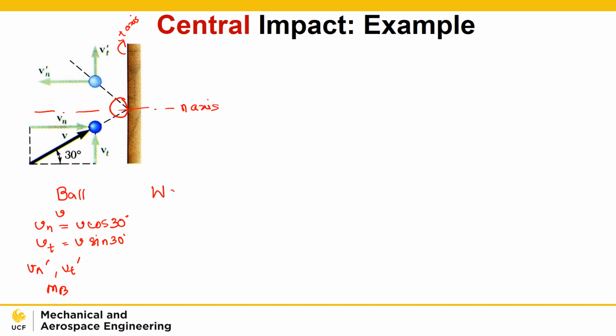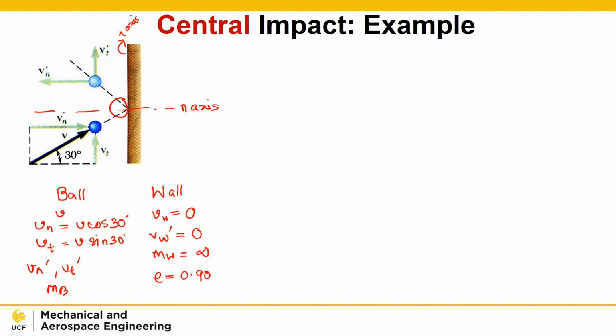Now for the wall, let Vw be the initial velocity of the wall, which is 0, and Vw prime be the final velocity of the wall, which is also 0. Now since the velocity of the wall is 0, we have no components of the velocity of the wall. Let mw be the mass of the wall, and from the problem this is infinite, and the coefficient of restitution is given, which is 0.90.